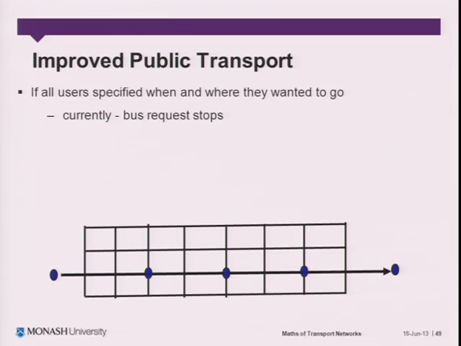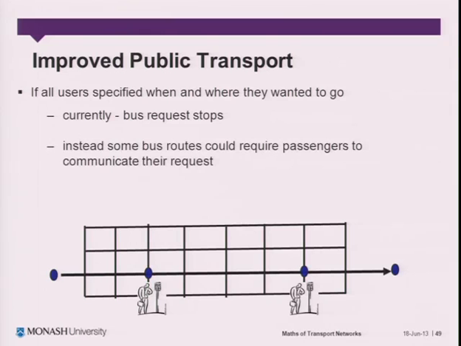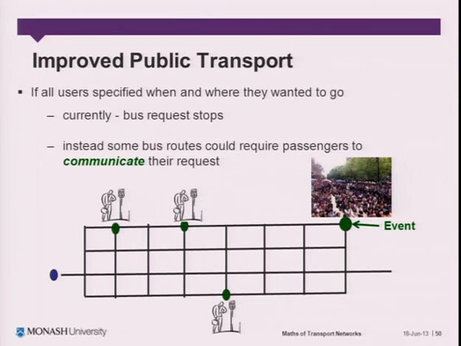Another aspect of adapting transport to the requirements: currently we have request bus stops, so if there's nobody requesting a stop, then the bus doesn't stop. But we want to be much more ambitious about that, and so if our bus routes require passengers to communicate their request, then the bus route itself can be adapted to that request.